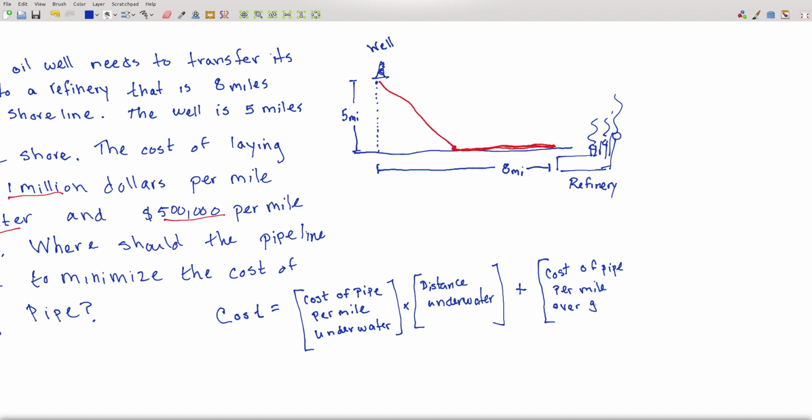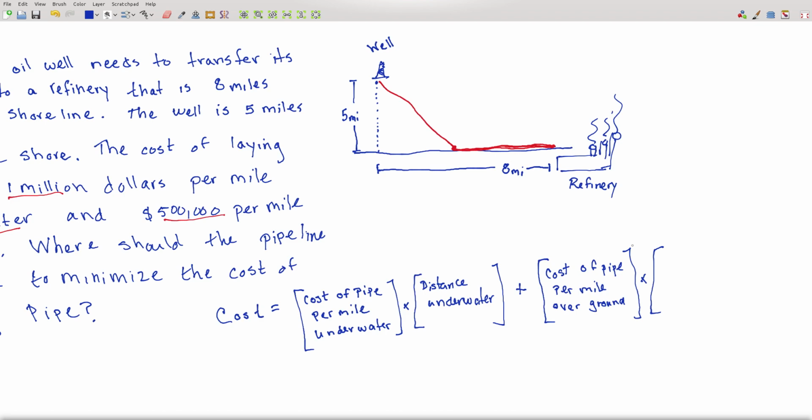Over the ground times the distance on the ground, right? And I suggest, if you're having a hard time setting up these problems, which is probably the most challenging part of doing these problems, it's not a bad idea to work out.